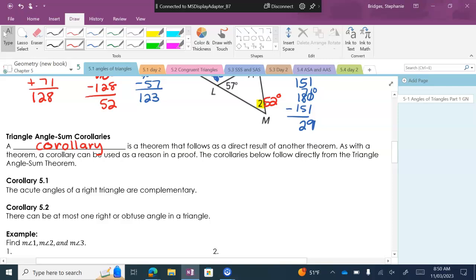Okay, so let's think about this. If I have a right triangle, how many right angles are going to be in that right triangle? 1. Okay. And then let me give you an example. If one of these is 30 degrees and one of these is 60, what this corollary says is that these two angles are complementary. What does complementary mean?